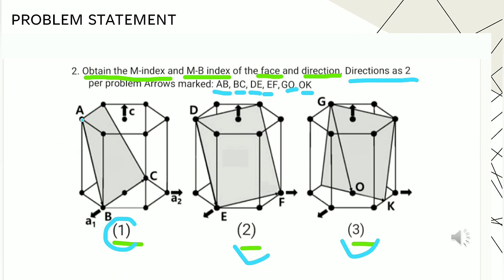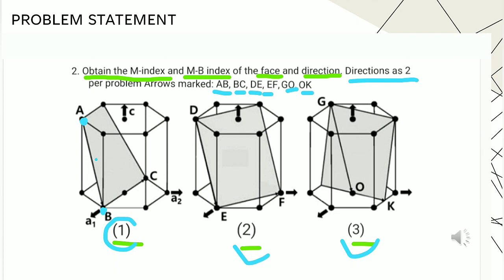First is the AB direction. This is the vertex A and this is the vertex B. Actually the direction is drawn in the figure and the vectors are also shown, but the arrow is so tiny that you can hardly see it.